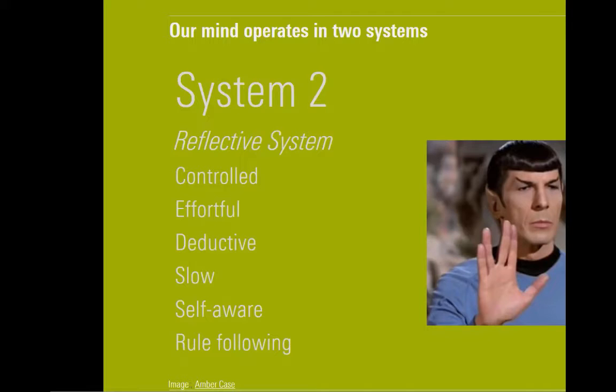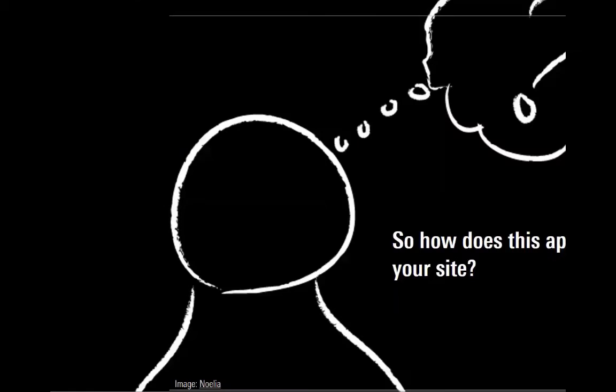Now, this is more like Spock from Star Trek. He's a very careful thinker and makes decisions more like a robot than a human. So he's almost always relying on System 2 to make decisions. Our conscious use of System 2 is what most of us think about when we think of thinking. It's where we're carefully analyzing our choices.